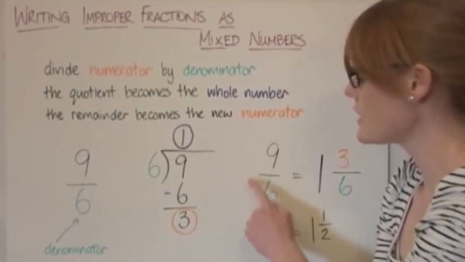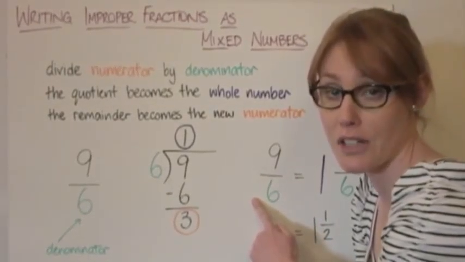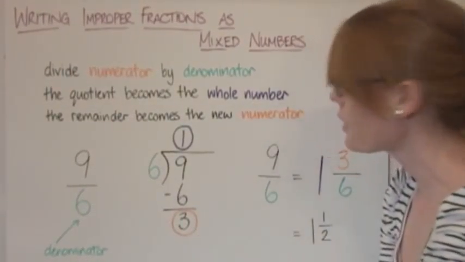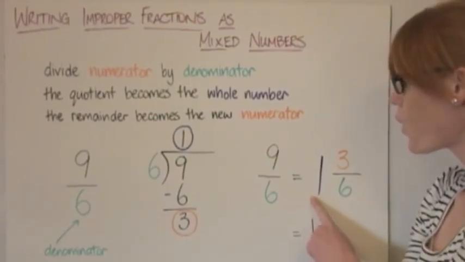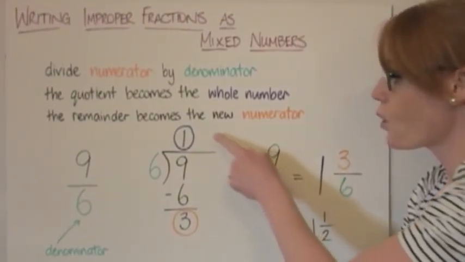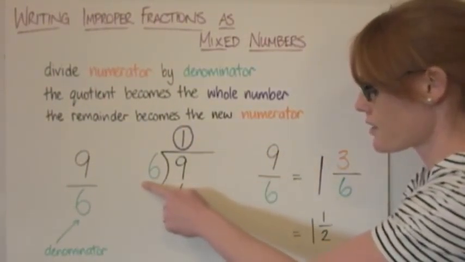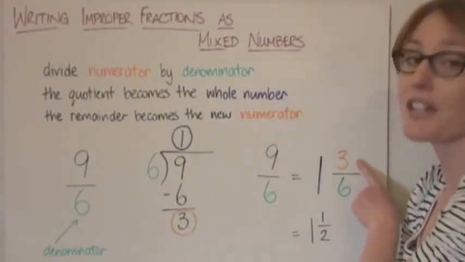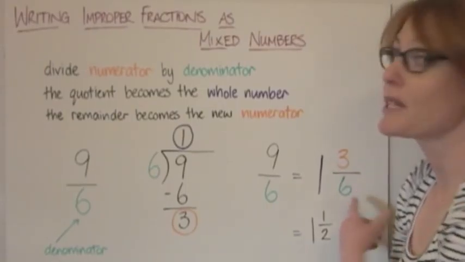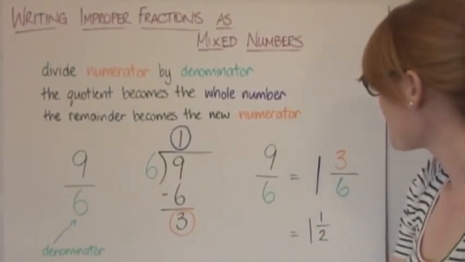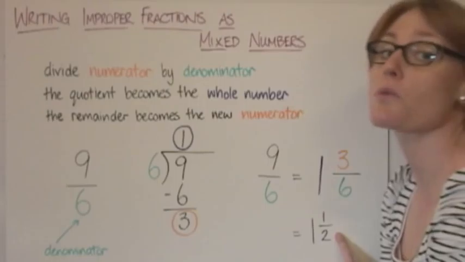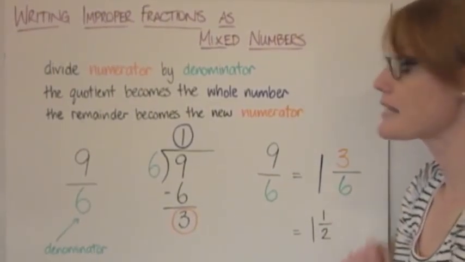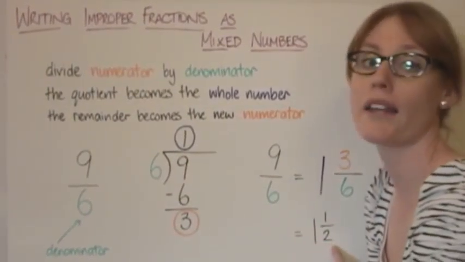So 9/6 as an improper fraction converted to a mixed number would look like this: 1 and 3/6. We can simplify that even further, the fraction part anyway, because we know about equivalent fractions. So 3/6 could be simplified as 1/2. 1 and 3/6 is the same as 1 and 1/2.